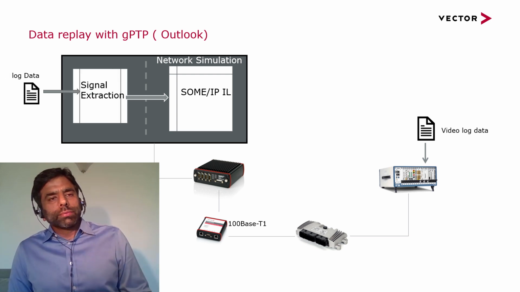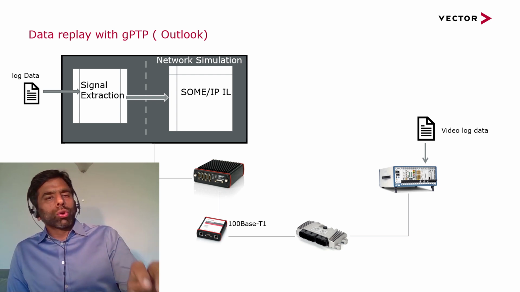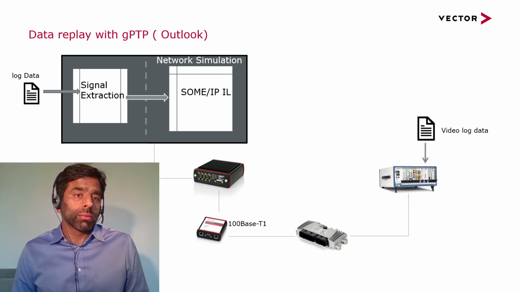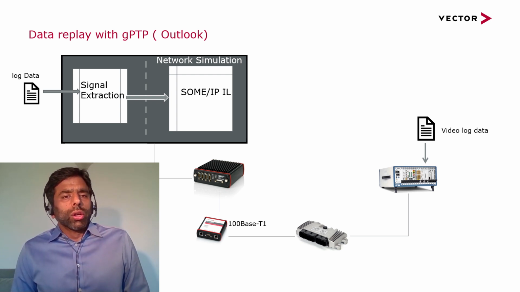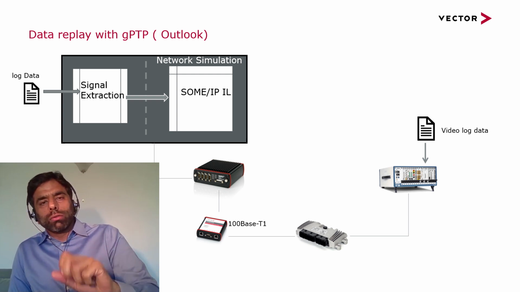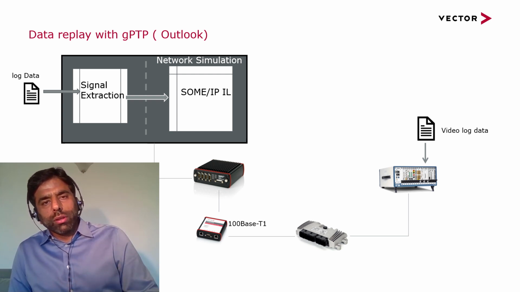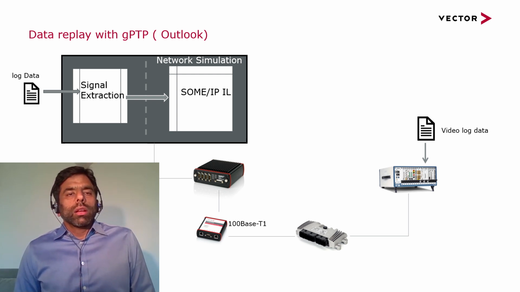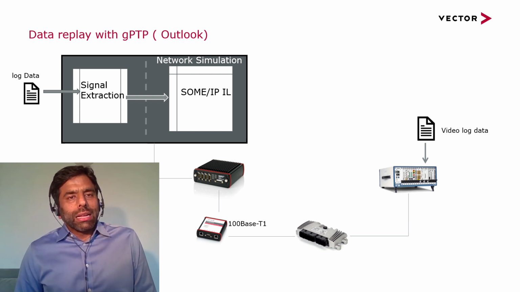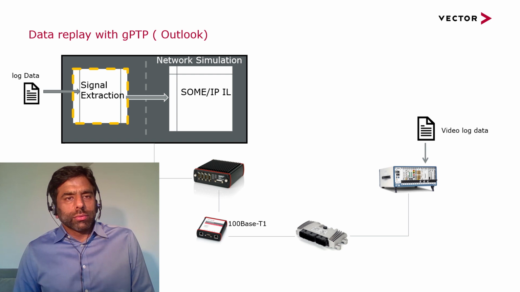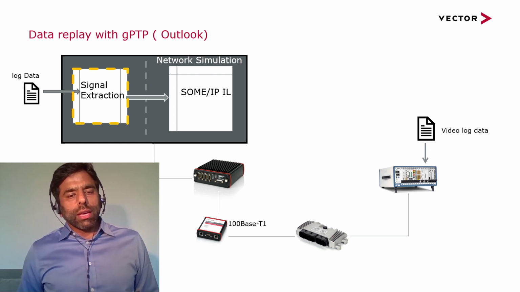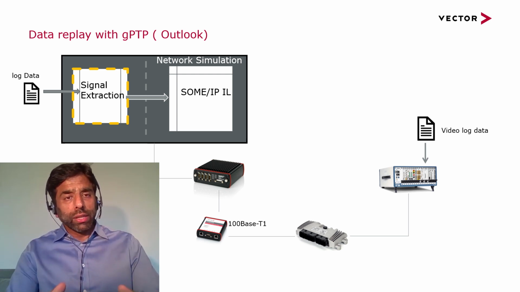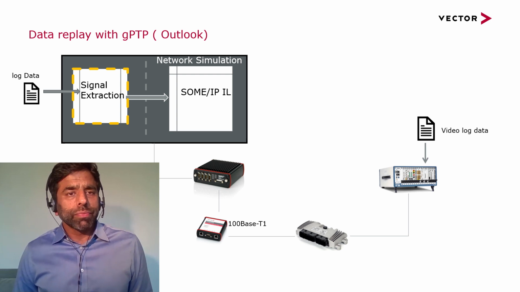Now, here the log data would be imported into the CANoe setup. There will be some type of signal extraction done to be able to copy that data over to the signals, which would then be passed over to the network simulation. Keeping in mind, this signal extraction is currently planned to be done within CAPL, so it will be manually coded within the CAPL file.